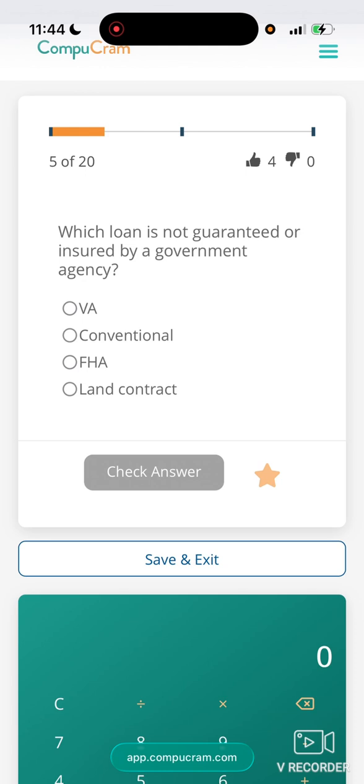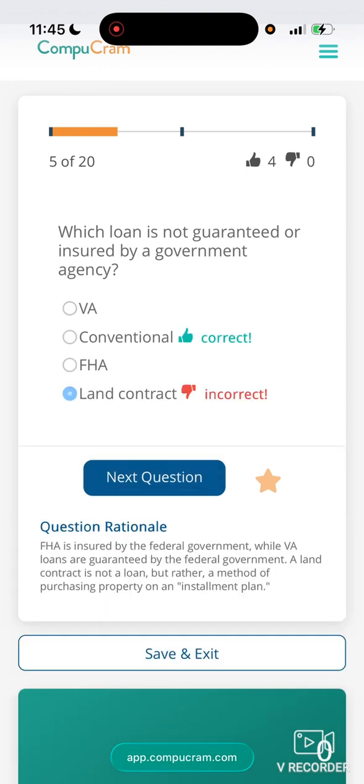Question number 5. Which loan is not guaranteed or insured by a government agency? The VA, conventional, FHA, land contract. I think it's conventional or is land contract. Let's try land contract. It was conventional.